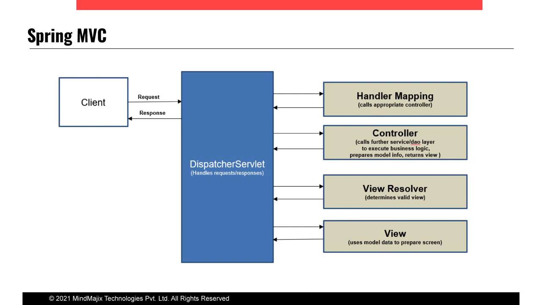So that request goes to the dispatcher servlet. The dispatcher servlet is one of the powerful servlets that Spring provides internally, and its role is to handle the user requests and then return back the responses.